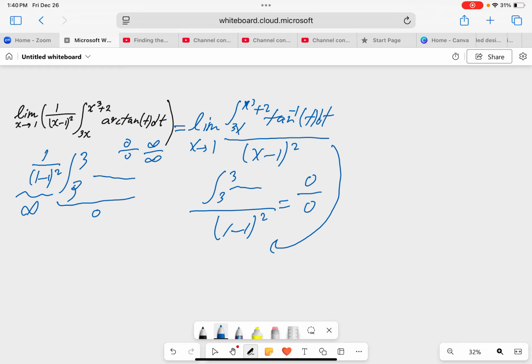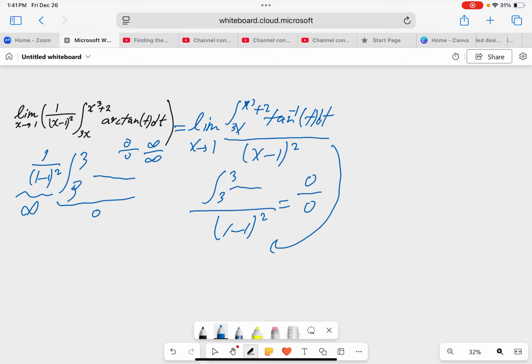So for the derivative of the numerator, I'm going to use the fundamental theorem of calculus, which is that when we take a derivative with respect to x of an integration where the beginning and ending consist of x variables, like in this case, and the integration is with respect to t. We have a t and dt here.